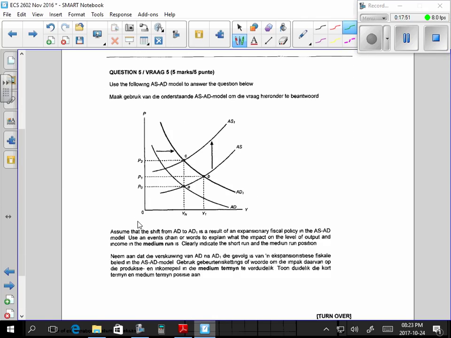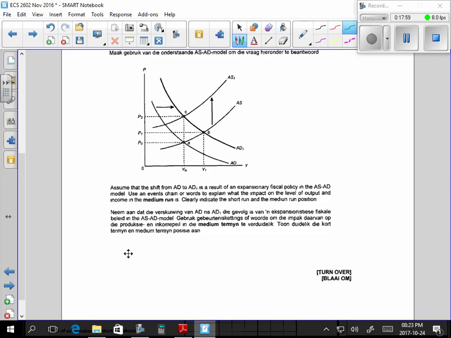Question 5. Use the following ADAS model to answer the question below. Okay, so assume that the shift in AD to AD1 is a result of an expansionary fiscal policy, which you already know because you can see we shifted it to the right. Use an events chain or words to explain what the impact on the level of output and income is in the medium run. Clearly indicate the short run and the medium run positions.